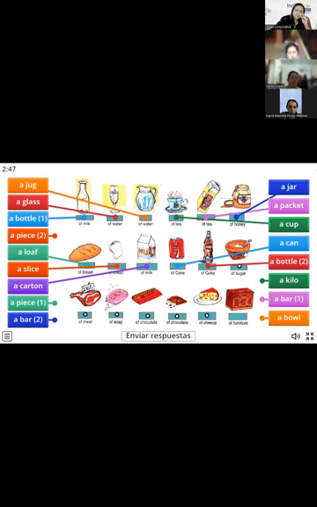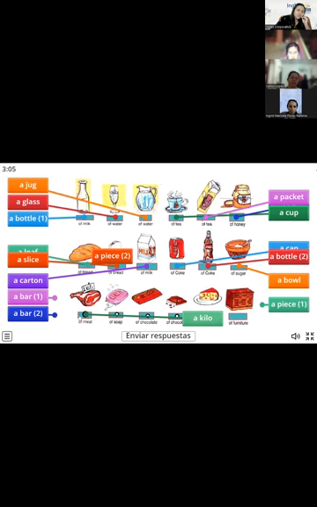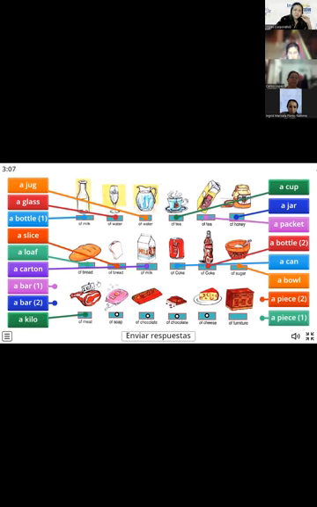Sugar. Look at the container. A bowl of sugar. Meat. A kilo. In our country, we don't use kilos. What do we use? Pounds, exactly. We use pounds. Very nice. Okay, soap. A piece.